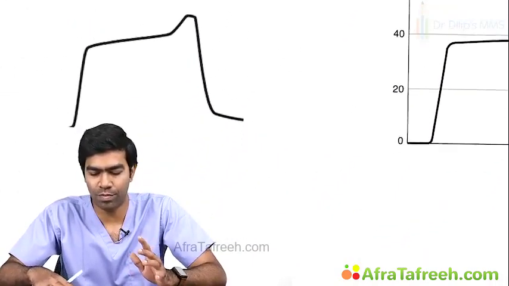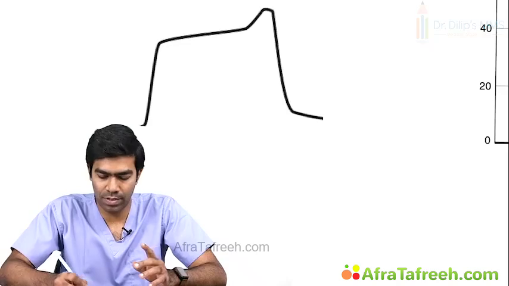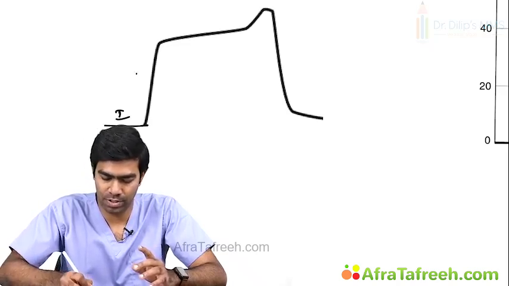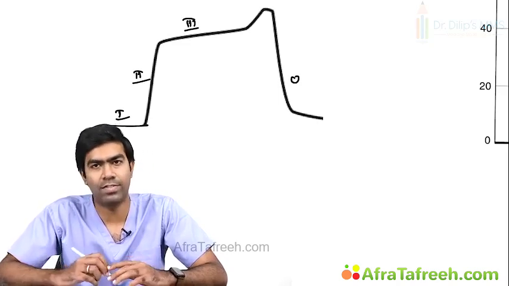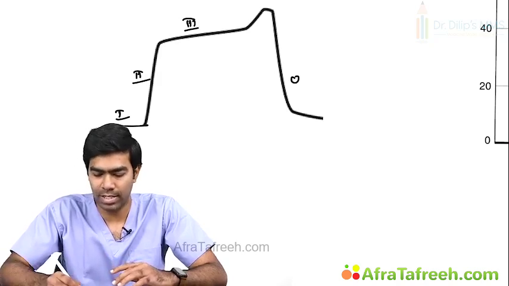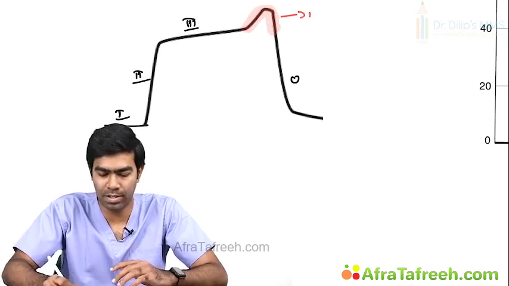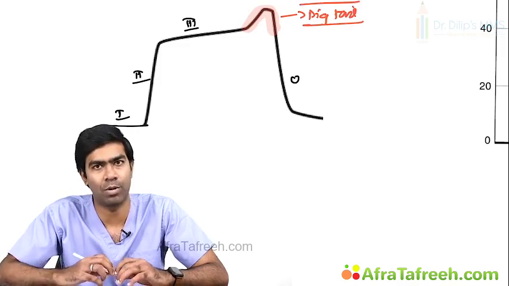And I'll show you a few more curves of EtCO2. So this is phase 1, phase 2. So you have phase 1 here, phase 2 here, then phase 3 here. And if I take it as phase 0, I can see a bump-like appearance here. Clear? So what is this bump-like appearance? This is called a pigtail appearance or a pigtail capnogram.